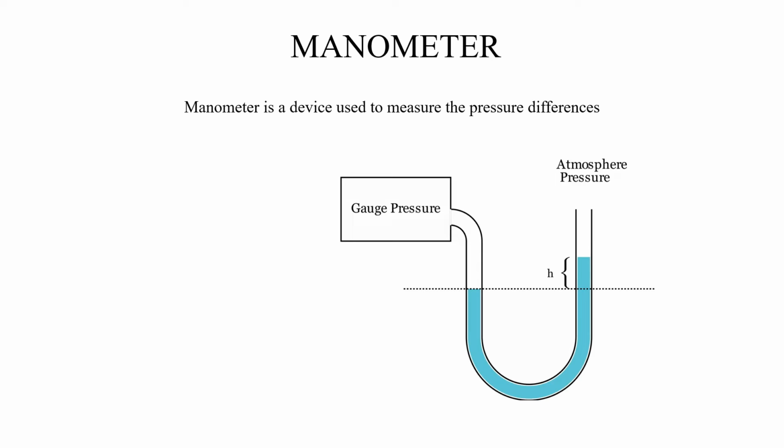What is a manometer? A manometer is a device used to measure the pressure of a fluid. You can see here in this figure an inverted U-tube manometer connected to a vessel. This is the vessel here. You can see the pressure here is changing continuously, from atmospheric pressure to vacuum pressure, and then to gauge pressure, and then back to atmospheric pressure.